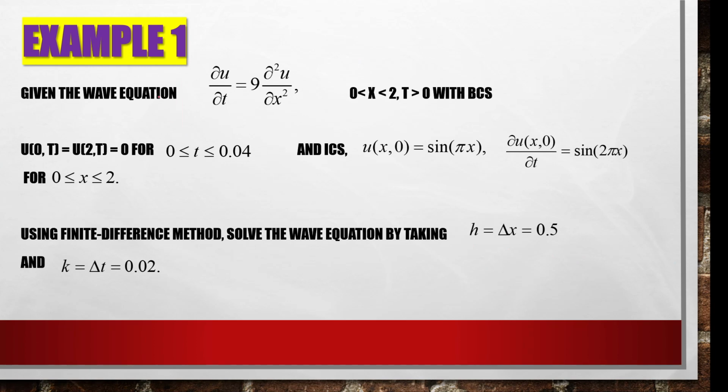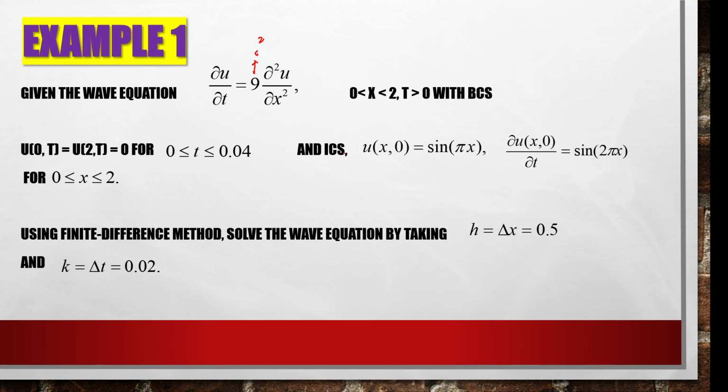Given the wave equation del 2u del t2 equal to 9 del 2u del x2. From the coefficient of 9, this represents c squared. Solving x from 0 to 2, t is positive, with the boundary condition. Sometimes the question doesn't give you a boundary condition. You must understand the wave equation is fixed at both ends. That's why the left boundary and right boundary are always 0. And t is solved from 0 up to 0.04.